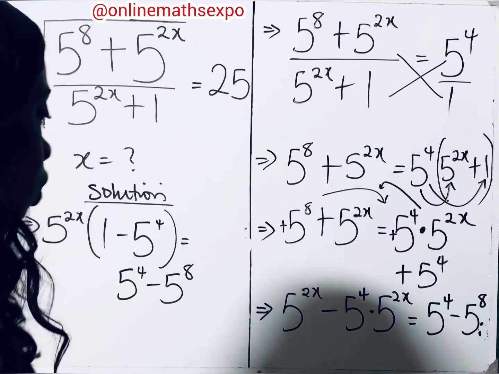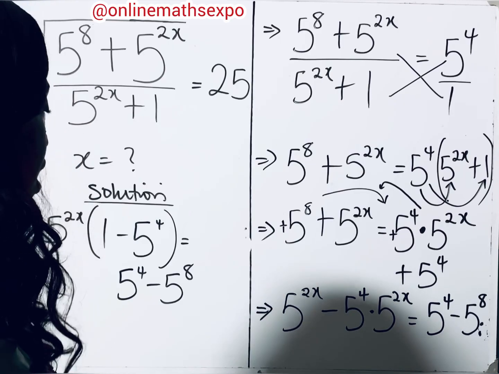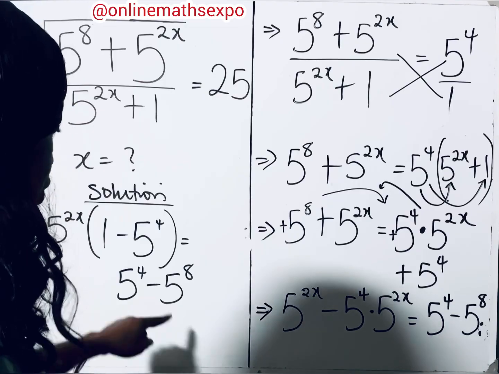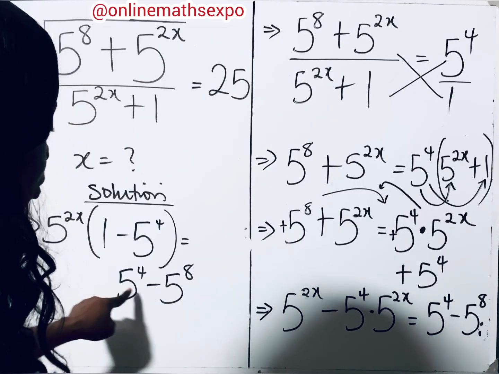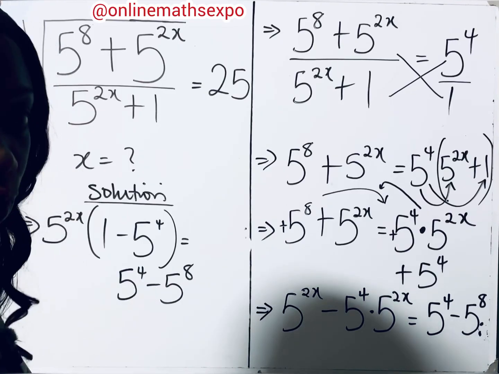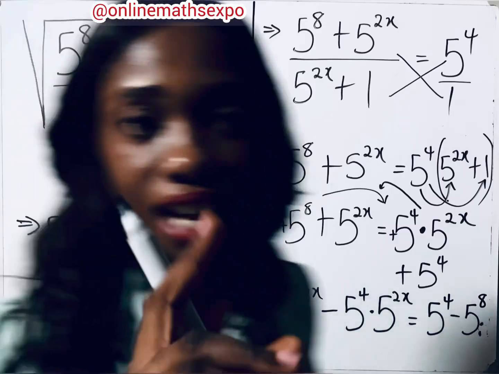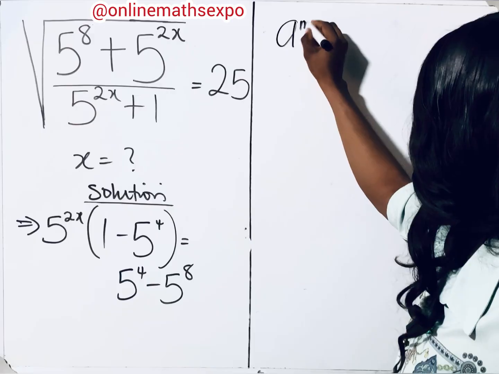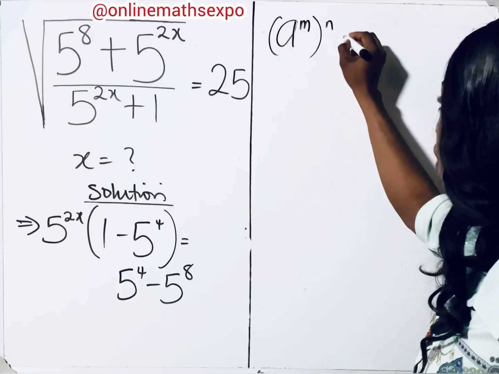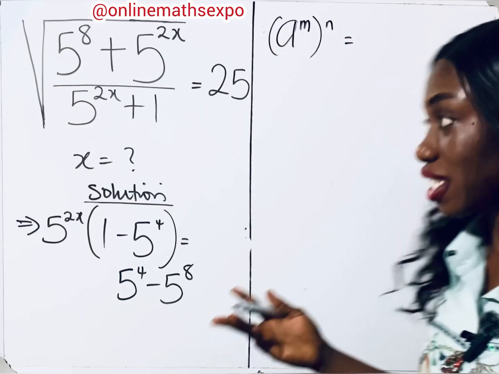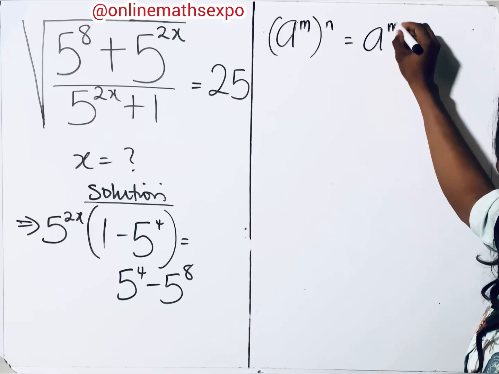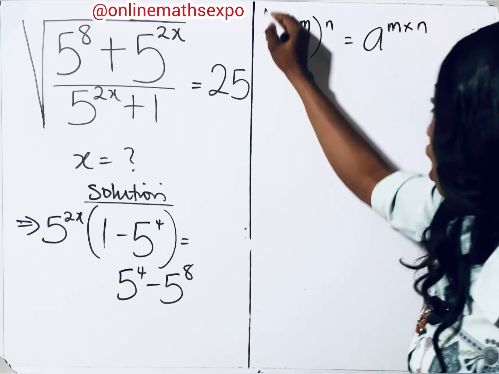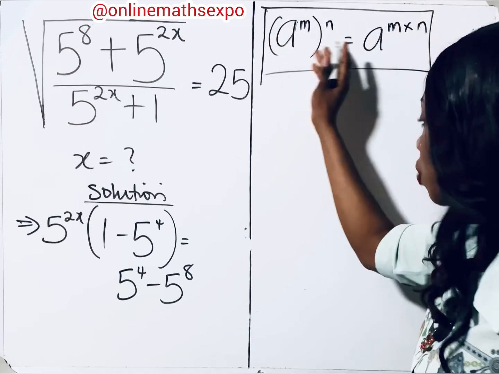Now, what do you do at this point? Just observe that, looking at this, there is the possibility of changing 5 to the power of 8 to be in the same form as 5 to the power of 4. Let's see to that. Now remember this. If you have a to the power of m, raised to the power of n, according to your rule of exponents, it is the same as a to the power of m multiplied by n. Did you see that? Now, of what use will this be to us?